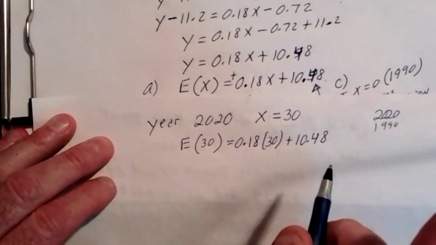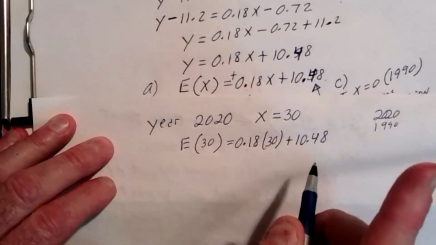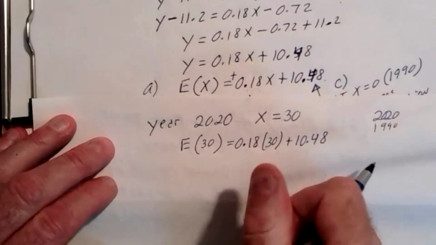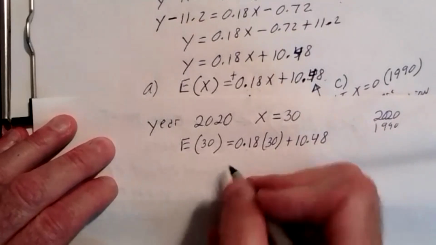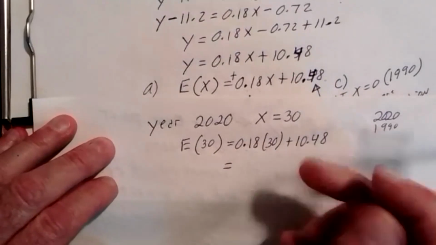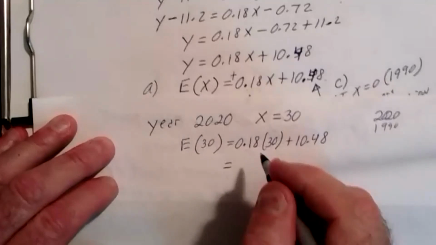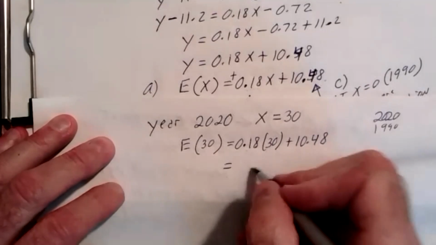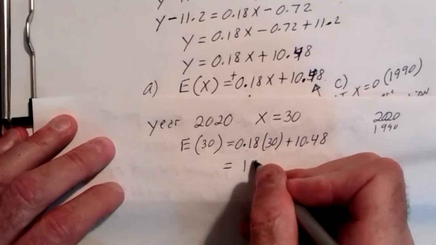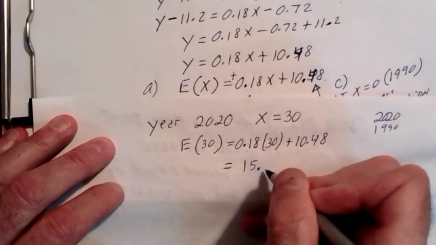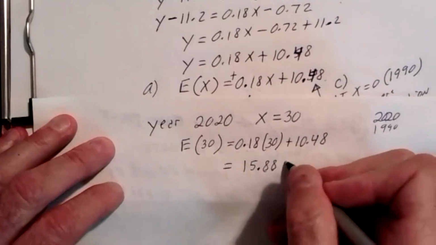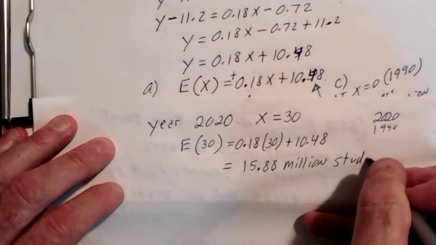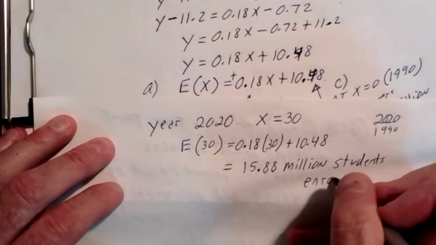If this trend continues, that's the key assumption, that this trend, this rate continues. Okay. What would be our enrollment if this rate continued? What does this give you? Anybody? 1588? 15.88, my bad. 15.88. So there will be 15.88 what? Million students enrolled in public colleges.